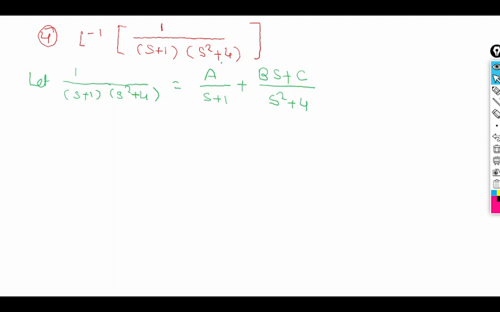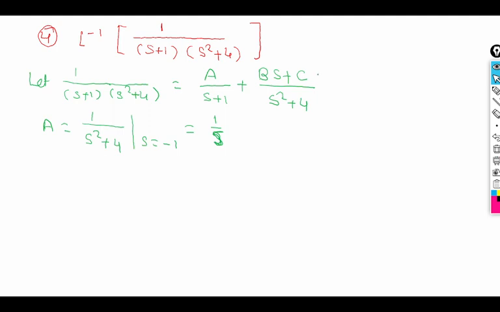Out of that, the value of A, whenever a linear distinct factor is there, you can find by a shortcut method directly. So A is equal to, ignore all remaining terms: 1 upon s square plus 4. You ignore that s plus 1 and replace s by minus 1. If you replace s by minus 1, you will get 1 upon minus 1 square plus 4. Sorry, my mistake. We are replacing s by minus 1. Minus 1 square is 1, so 1 by 5. 1 upon 5 is the value of A.